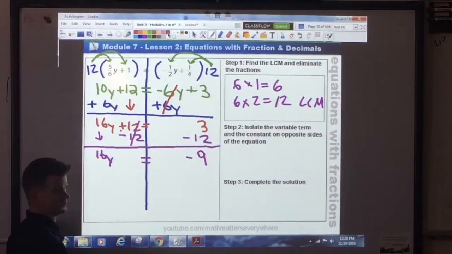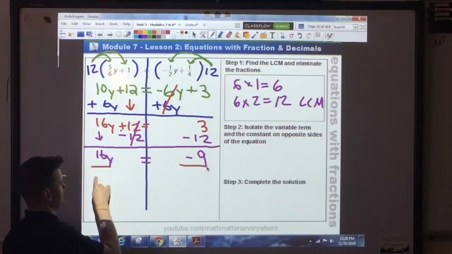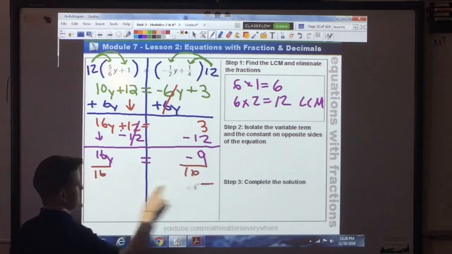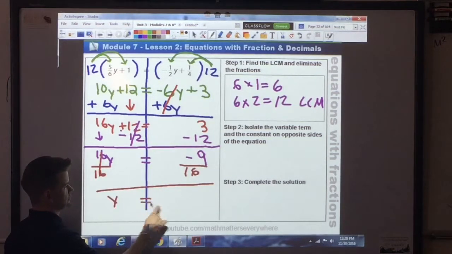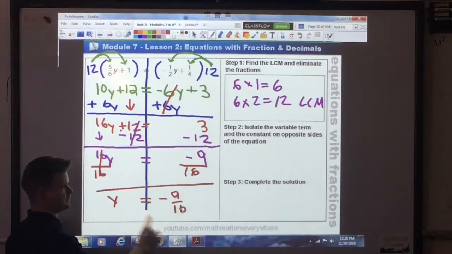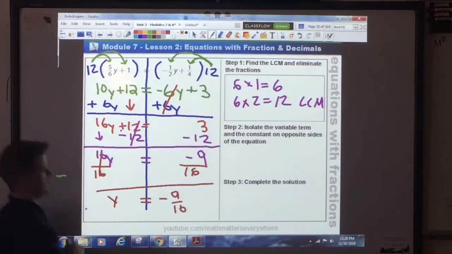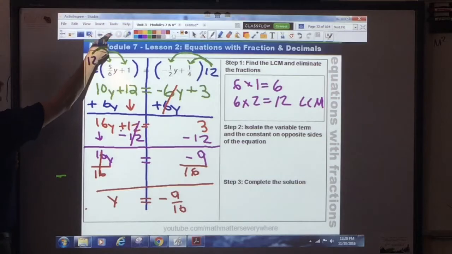Mr. West, what's the coefficient? It's the number next to the variable. 16. So we divide both sides by the coefficient. 16 and 16. That's a 6, by the way. Those will cancel, leaving you with y is equal to negative 9/16. You cannot simplify that fraction, so we leave it alone, and that is my answer. All right.